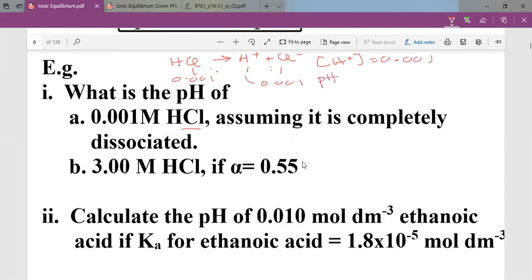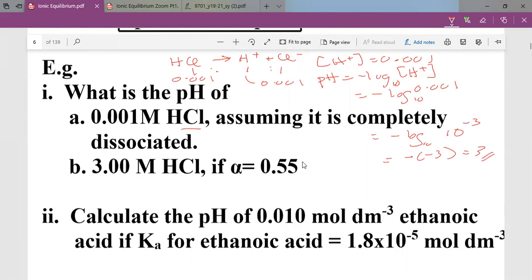So what's the pH? pH is equal to minus log base 10 of H plus. Very simple. Minus log base 10 of 0.001. If you want to put it nicely, it is minus log of 10 to the power minus 3. So actually it equals 3. Simple as that, right?